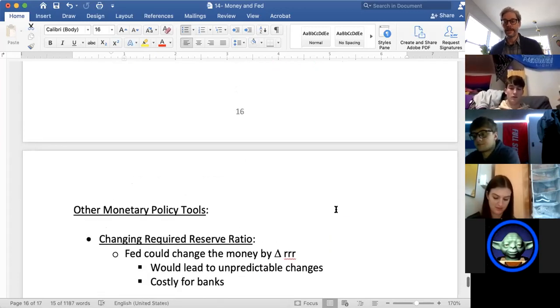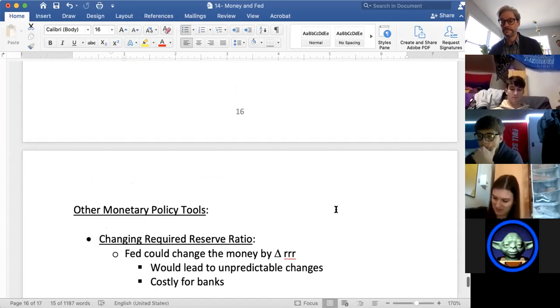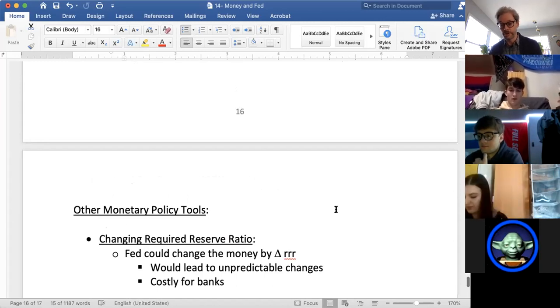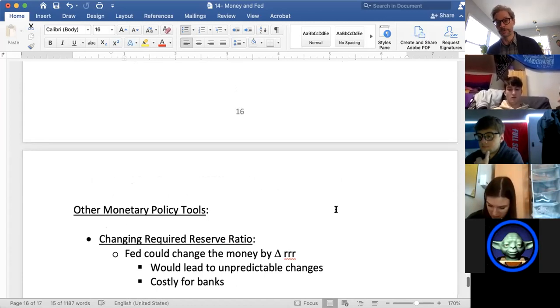One way that the Fed could change the money supply is they could change the reserve requirement ratio. So for instance, if the Fed wanted to increase the money supply, they could cut the amount of reserves that banks had to hold. What would that do? That would encourage banks to lend out all those reserves that they no longer had to hold. So it would really increase that money multiplier. The Fed doesn't do this, right?